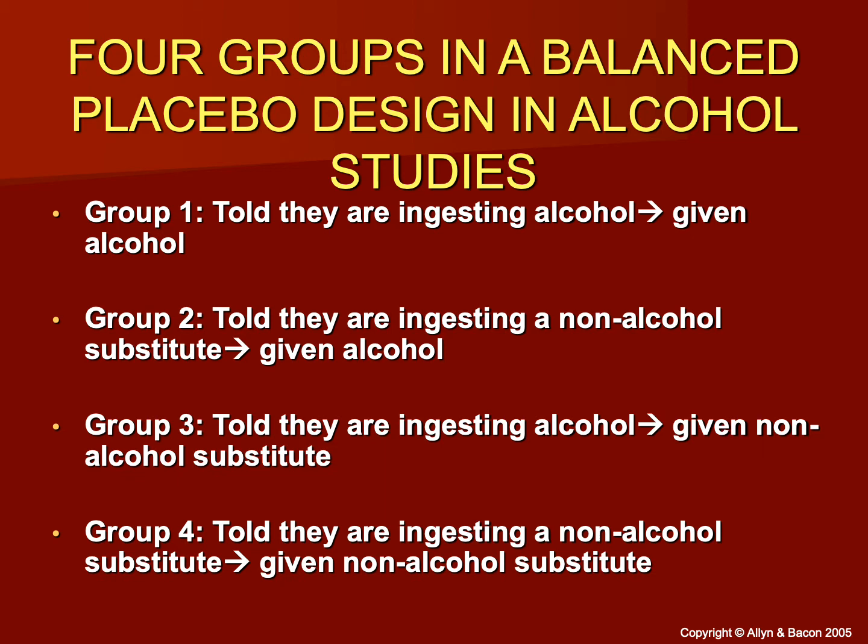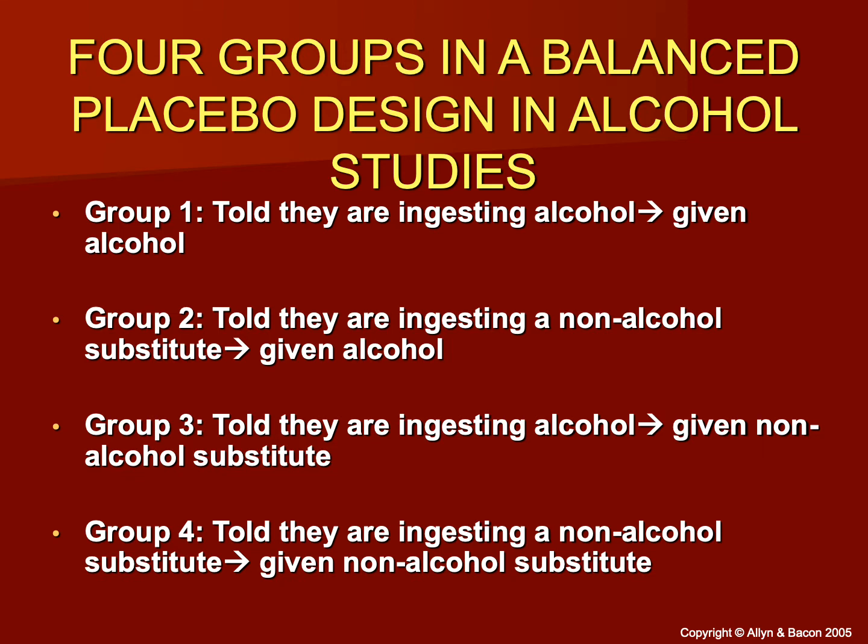What are we going to get with this? Well, on its own, we're going to have folks who got alcohol and expected to get it. And here's what happened. It's not going to tell us a lot unless we can compare it to some of the other conditions. So group 2 is told they're ingesting a non-alcoholic beverage, but they're given alcohol. Now this is one of the fooled cells, right? One of the manipulated cells, right? But they're getting alcohol slipped on them even though they don't expect it.